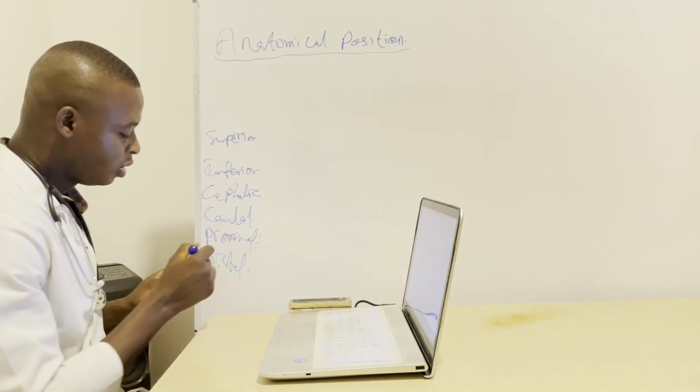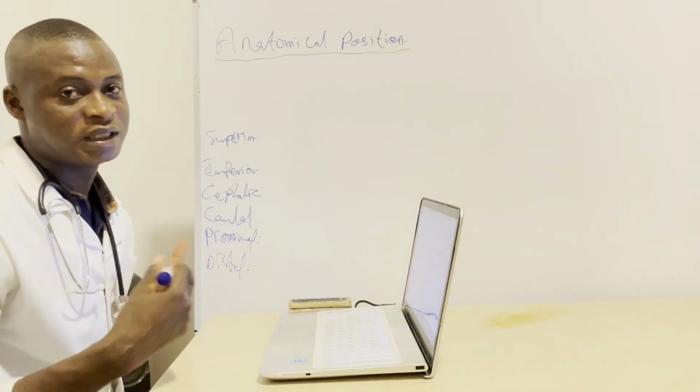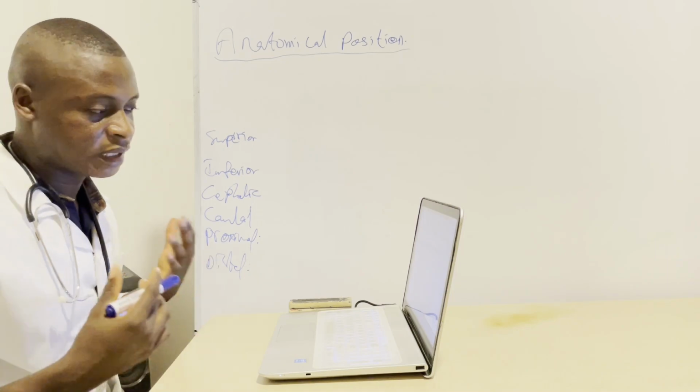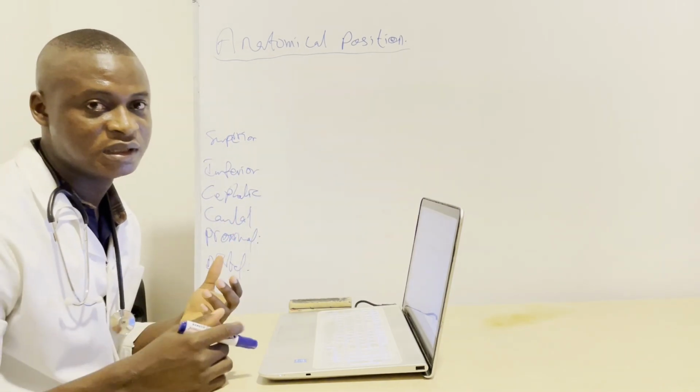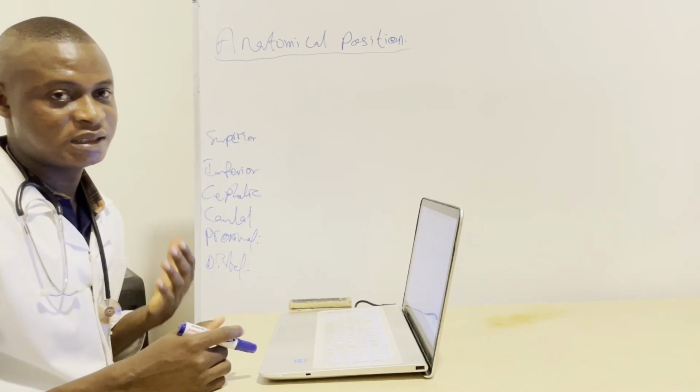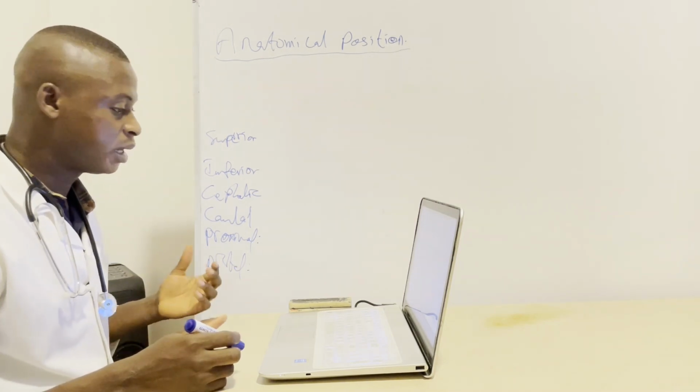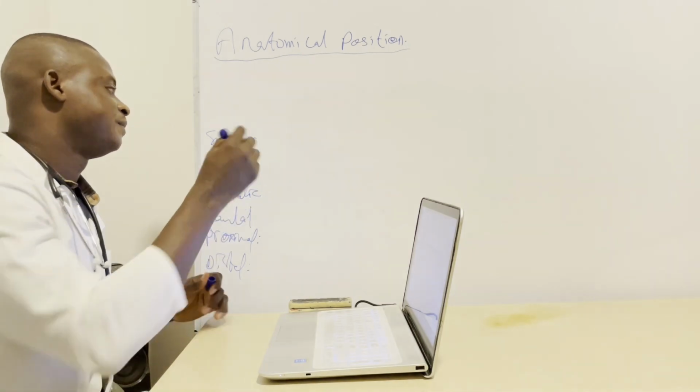Any structure that is closer to the attachment of the trunk, we term it as proximal. Any structure that is further away from the point of attachment to the trunk, we term it as distal. Okay, all right. Now the next thing we want to look at is medial.